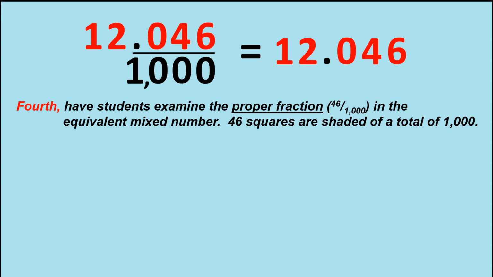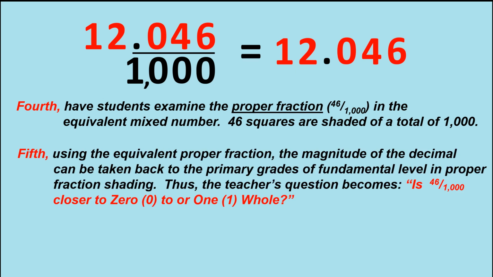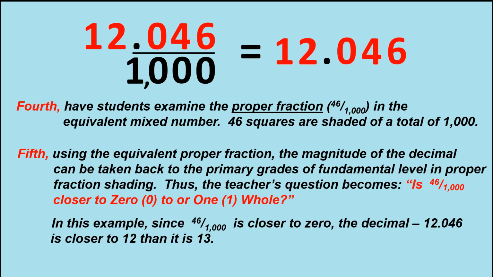to the other. Number 5, continuing from point 4, the teacher is ready to ask their students the following question. Is 46 thousandths closer to 0 or 1 whole? It is apparent that if only 46 boxes are shaded out of 1,000, the fraction is closest to 0 and not 1. Thus, 12.046 is closer to 12 than it is to 13.